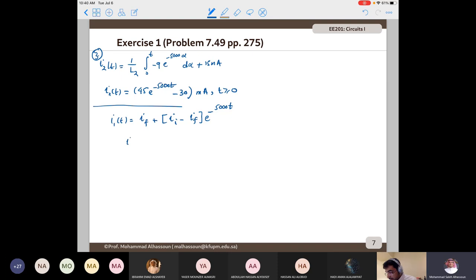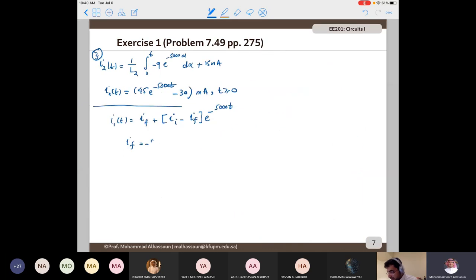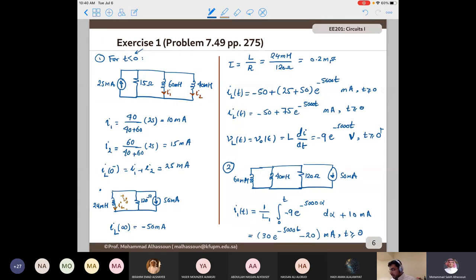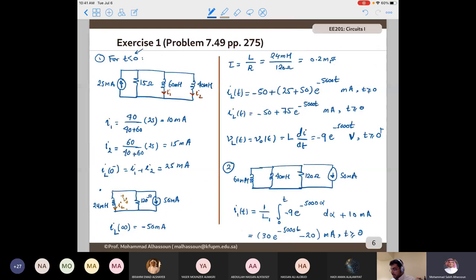So I final here, by looking into this equation, is going to be 40 divided by 60 multiplied by 50. So it's going to be minus 20. I initial will be the one we calculated, which was 10. So if you substitute, you will see that I initial minus I final is 10 minus minus 20, which is 30. And this is exactly what we have in here.